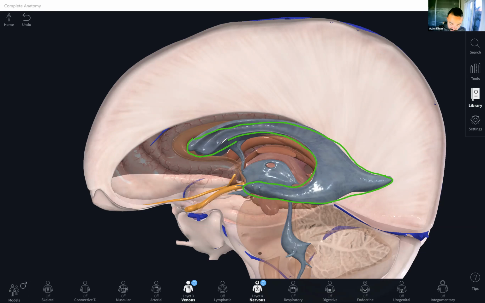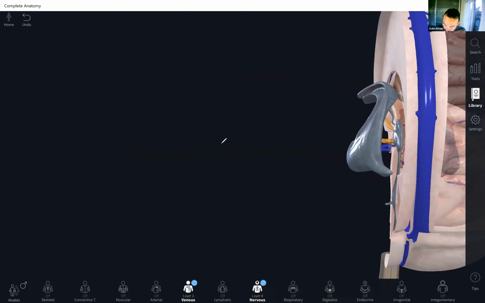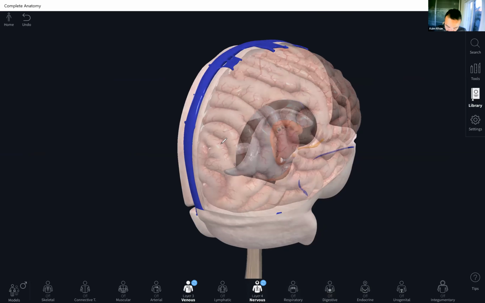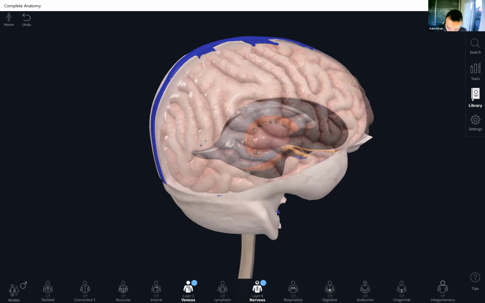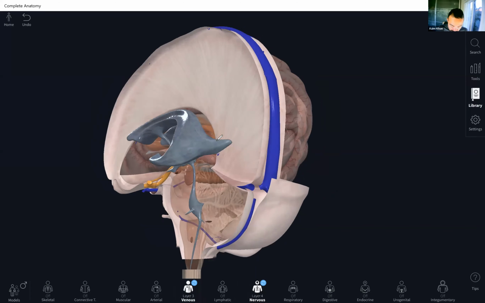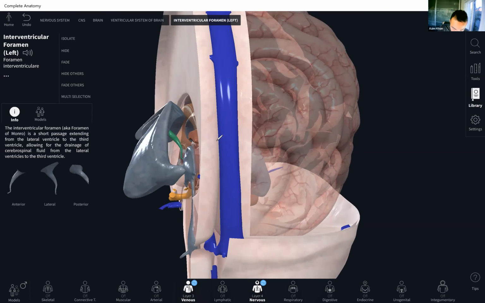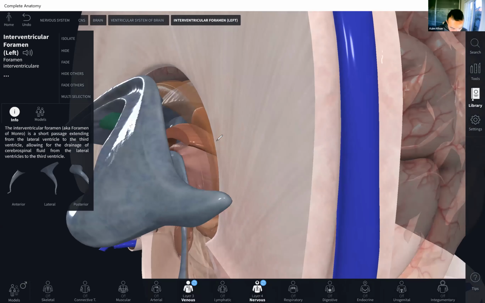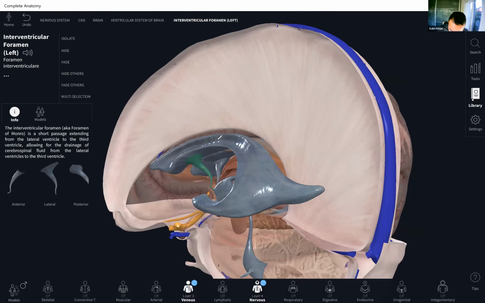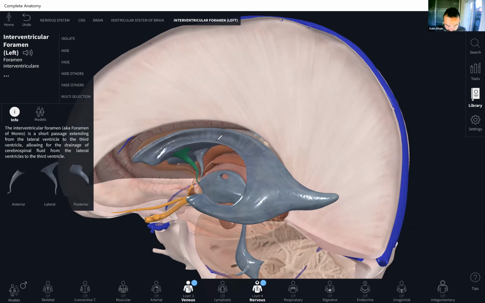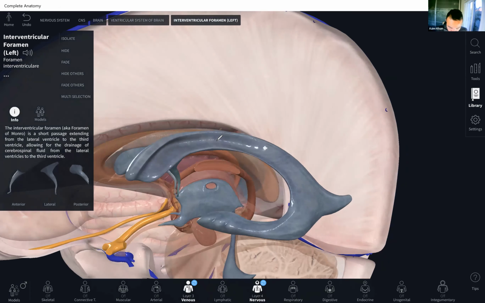If I clear this and move around, you can see the other one right here. That's the right lateral ventricle. The two ventricles are connected. You can see the interventricular foramen here on the left side. There are two interventricular foramina, one on the left, one on the right, and they connect to the third ventricle.